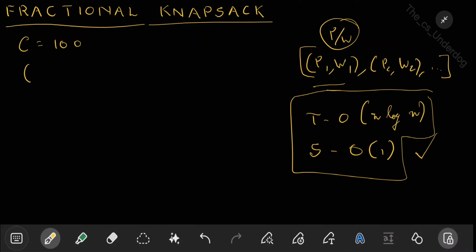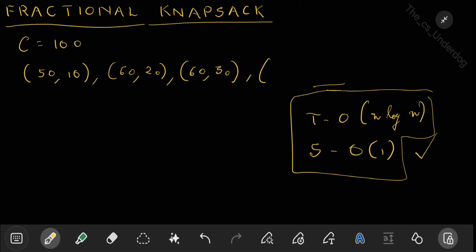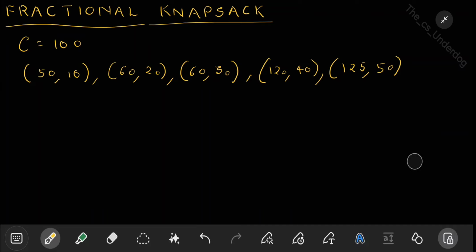Let us say the profit and weights are 50. Let us say 50 is the profit for an item of weight 10. You have another item which has 60 as profit, but its weight is 20. Another item which again has 60 as profit, but weight is 30. The next item has, let us say, 120 as profit, but the weight is 40. And the next item has 125 as profit and the weight is 50. So these are the items you are having.